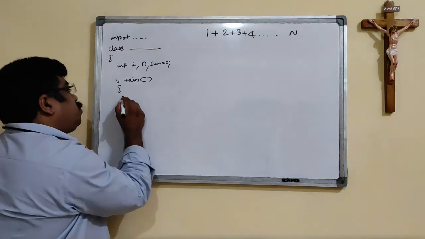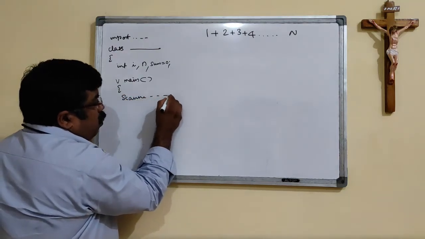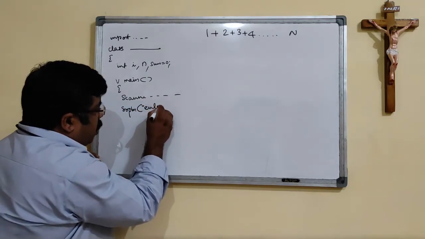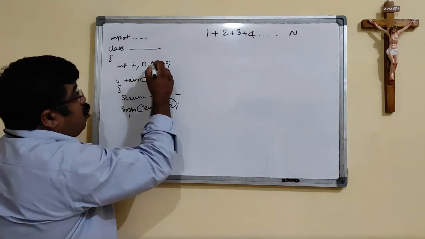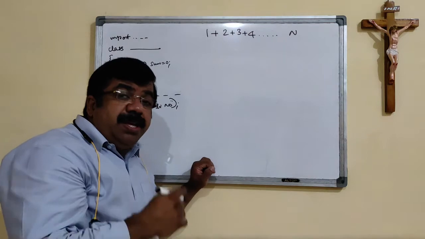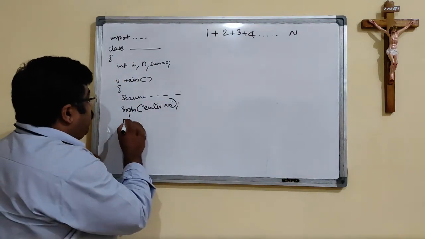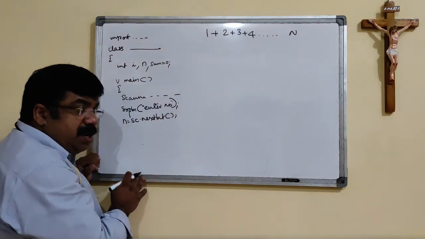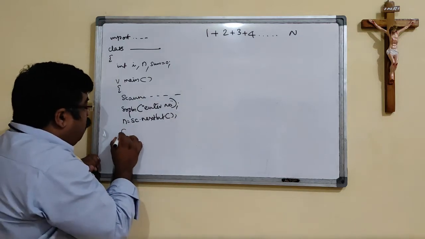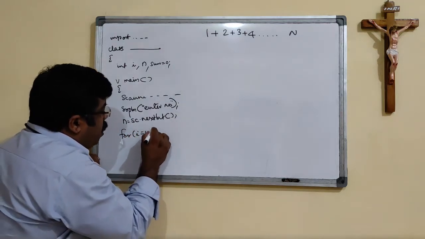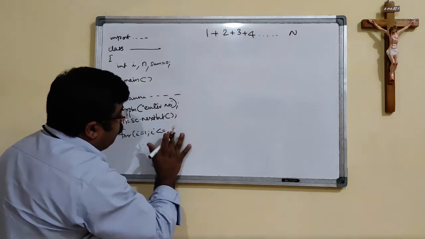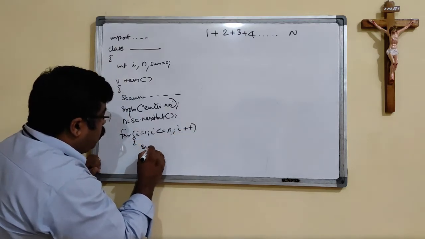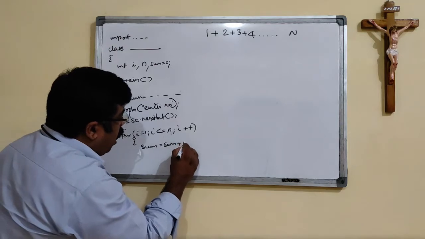give the Scanner class, Scanner sc = new Scanner, giving the message System.out.println, enter number. We do not know how many times it has to be printed. The n we have to input. n = sc.nextInt(). Now go for the series. For i = 1, i <= n, i++, sum = sum + i.